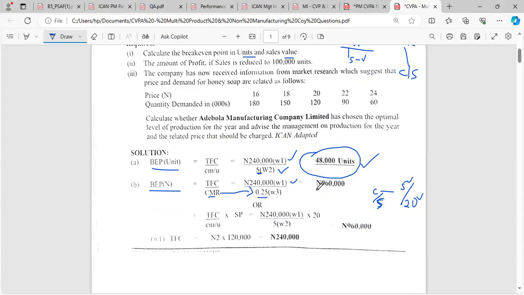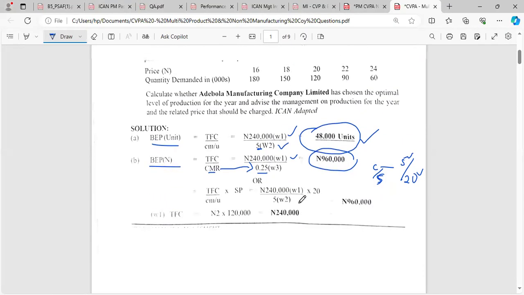So when you divide, our BEP in naira is actually 960,000 naira. That means that if we sell 48,000 units, we are going to get 960,000 naira as revenue. In that instance, we are not making profit and we are not making loss. Okay, good. I hope you are following, please.